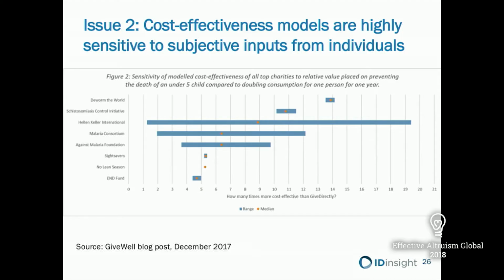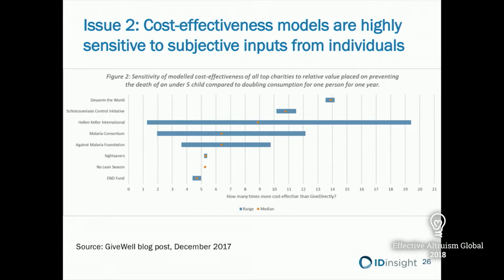Now, you could argue that it's fine that there are these different preferences, but in reality, cost effectiveness just comes down to the numbers and it's not that different. But when we look at the data, we find that cost-effectiveness models, such as those by GiveWell, are highly sensitive to these subjective inputs. So it's not just about the randomized trial and doing the math. A lot of it comes down to how do we trade off these different things.